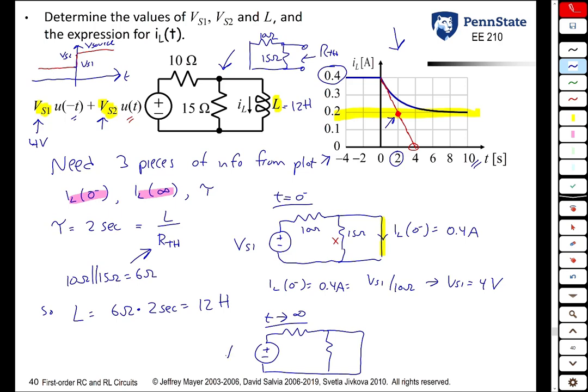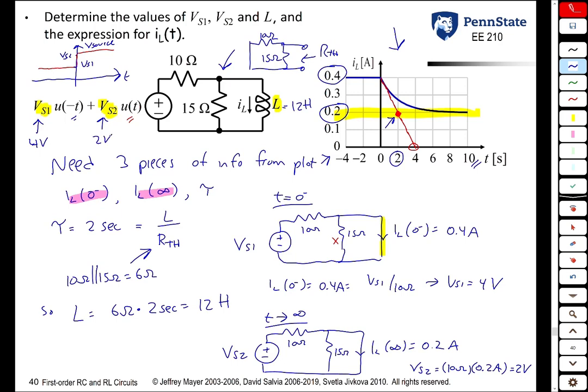But now the value of the voltage source is Vs2. We still have the 10 ohm and the 15 ohm resistor. IL of infinity is 0.2 amps. So using the same argument as before, Vs2 then is going to be 10 ohms times 0.2 amps, or 2 volts.